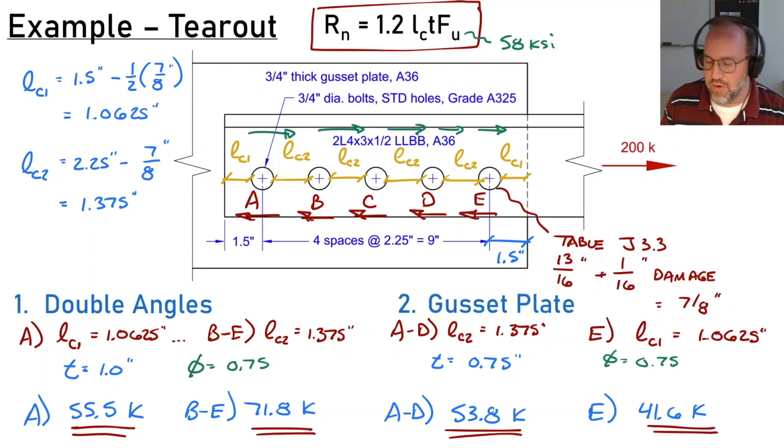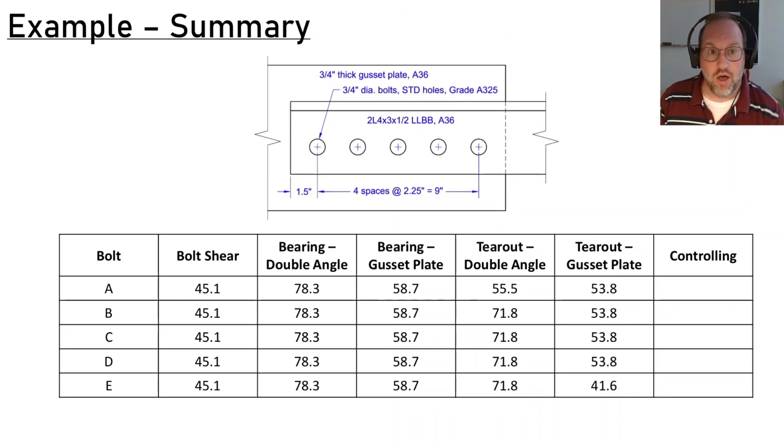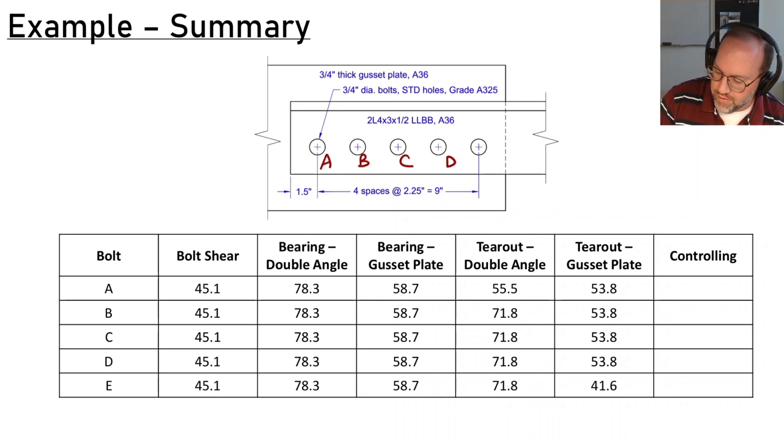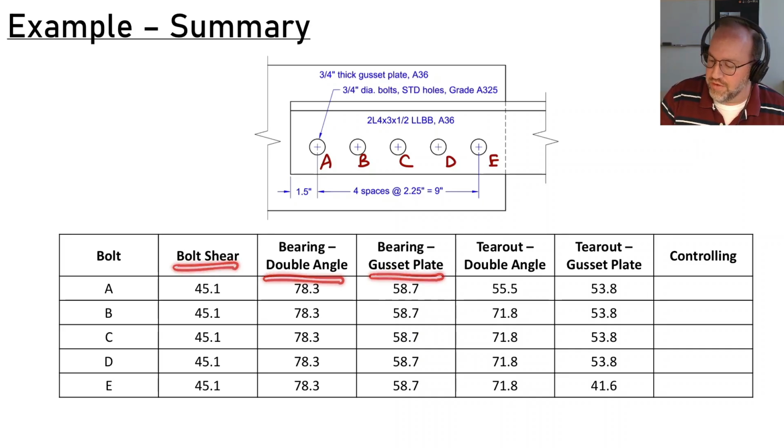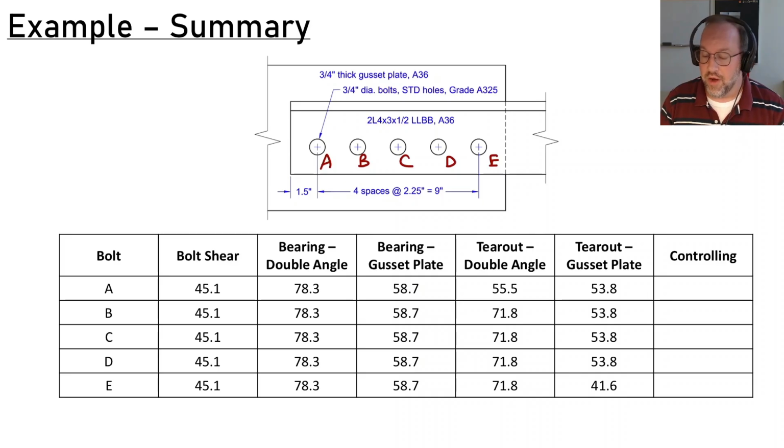Now that we've checked all of our limit states, we need to combine all this information and see what are the controlling limit states for each bolt. So on a bolt by bolt basis, you can see we have our table here. Bolts A through E, as I have them labeled before, each have different capacity for each of essentially the 5 things that we've checked. We've checked bolt shear, we've checked bearing on the double angle or bearing on the gusset plate, tear out of the double angle or tear out of the gusset plate. And among these, we're going to choose the controlling one on a bolt by bolt basis.